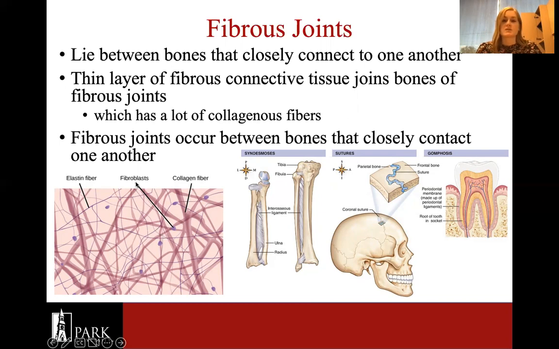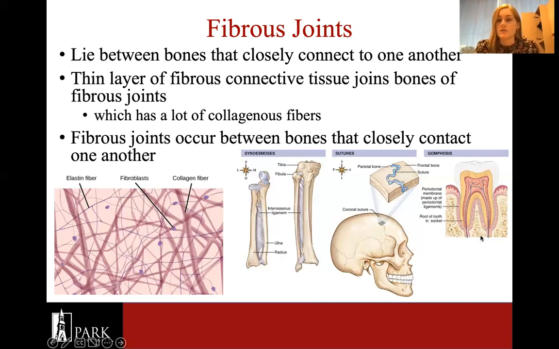Again, these fibrous joints occur between bones that are in very close contact with each other. An example is the sutures of your skull. If you press on your skull, it doesn't move. At least I hope not. If it does, please go see a doctor. That's not normal. But those sutures are fibrous materials that are holding these different regions of your bone together. Your skull is not just one massive hunk of bone. It's a bunch of smaller cranial bones fused together by these sutures, by this fibrous connective tissue.